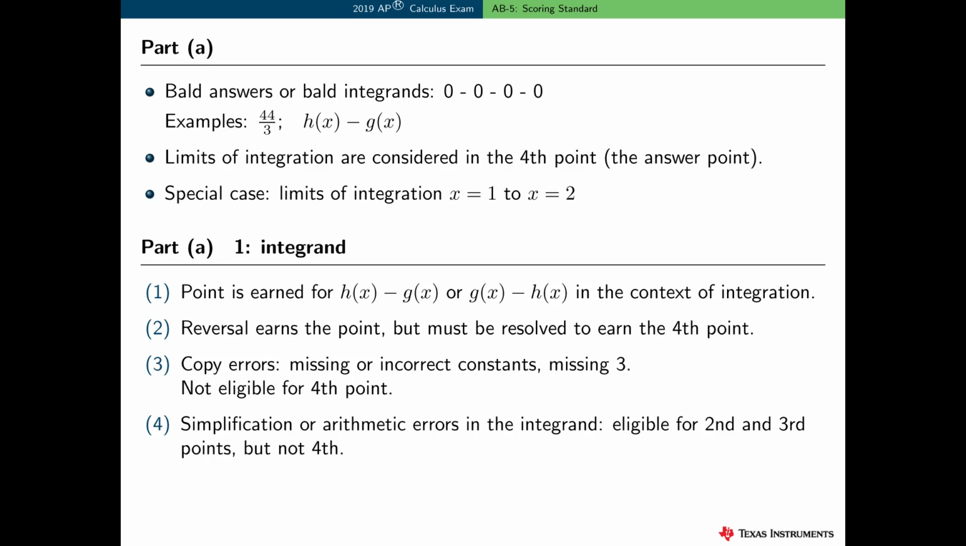Now, let's look more carefully at the scoring guidelines. And just a reminder, this was not a calculator active question. First, here are a few general comments about scoring Part A.